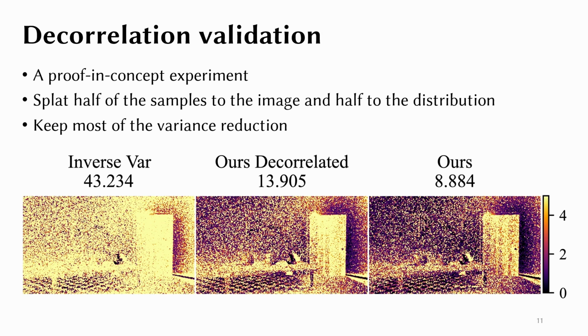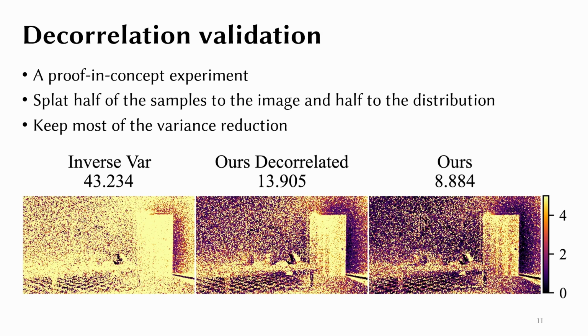But how much does this method benefit from correlation? To find the answer, we provide a proof-of-concept experiment. In this experiment, we divide the samples into two parts. We split half of the samples to the image and the other half to the distribution. And the result looks promising, because we found the decorrelated variant succeeded in keeping most of the variance reduction.